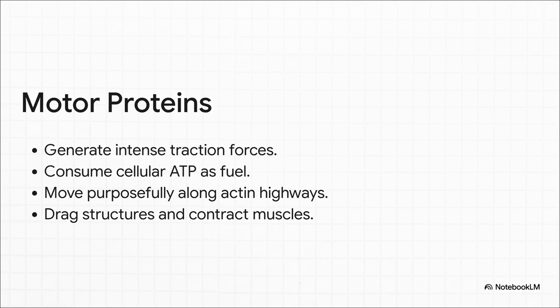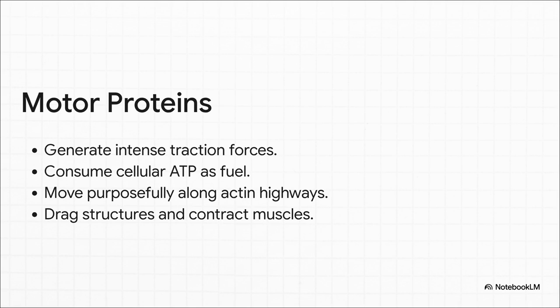So the crucial point is, a road is completely useless without vehicles. And that's exactly what motor proteins like myosins are. They generate intense traction forces, but they don't do it for free. They literally consume ATP, which is the cell's main energetic currency, as fuel. With that energy, these myosin motor proteins act like tiny, purposeful delivery trucks. They physically step along the actin highways to drag entire cellular structures from one side of the city to the other, or to pull filaments together to make your muscles contract.